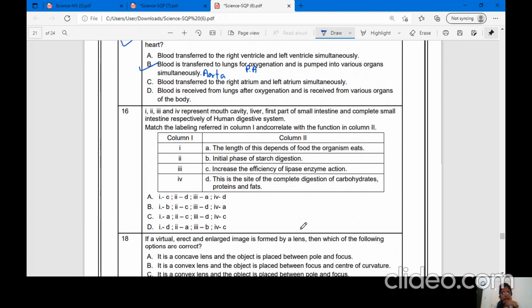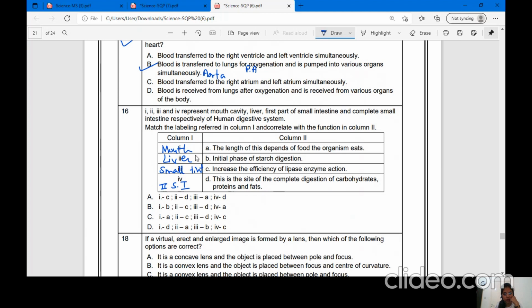Okay, question 16. First, second, third, and fourth represent parts of the digestive system. First is mouth cavity, second is liver, third is the first part of small intestine, and the fourth is the second part of small intestine. We have seen a diagram for this, but here it is given without a diagram.